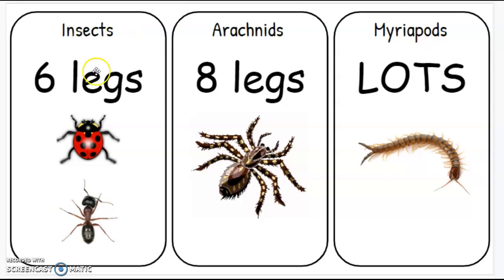So as you can see here, a ladybug and an ant, they both have 6 legs. 1, 2, 3, 4, 5, 6. So they are examples of insects.